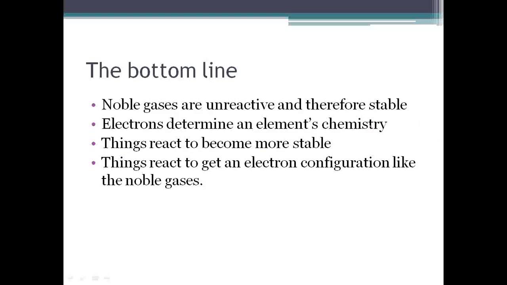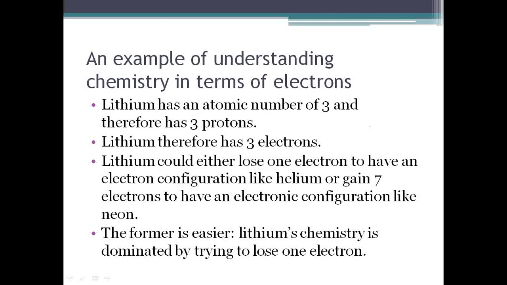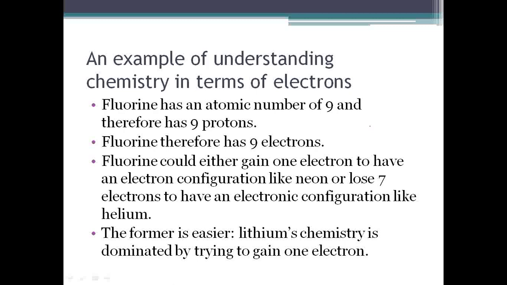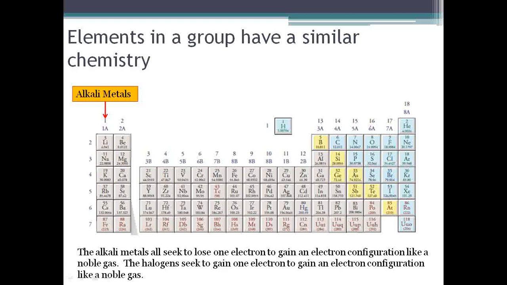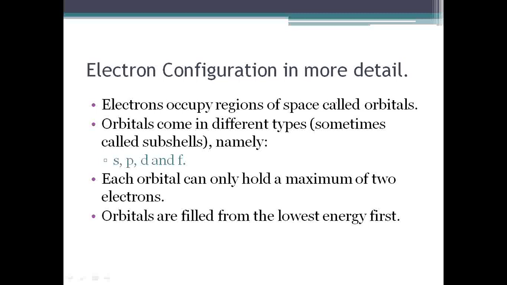There's a little summary for you explaining what I was just talking about, and a little bit more. So it's all there written down for you if you didn't quite pick up what I was talking about. So again, just to reiterate, elements in a group have similar chemistry. So all of these alkali metals have a similar chemistry, and they're aspiring in this case to look like the noble gases by losing 1 electron. All the halogens have a similar chemistry, and they're aspiring to gain 1 electron to look like the noble gases.